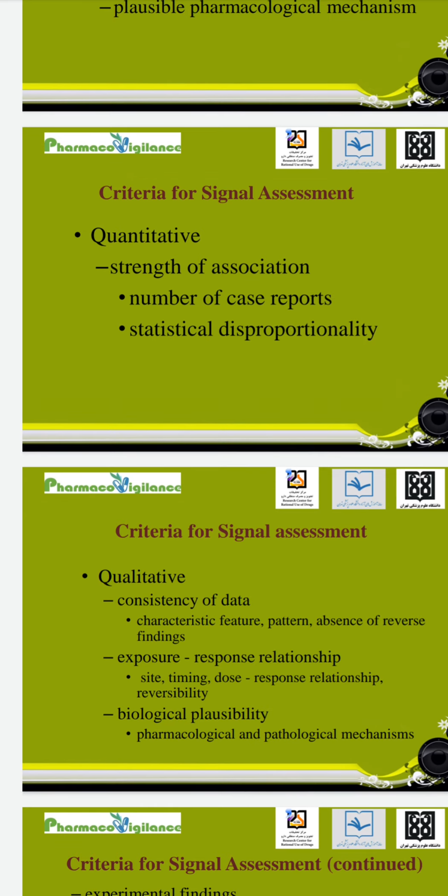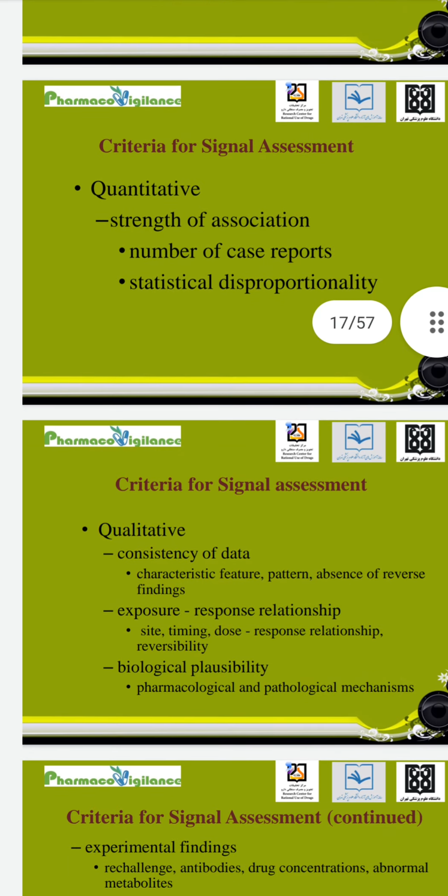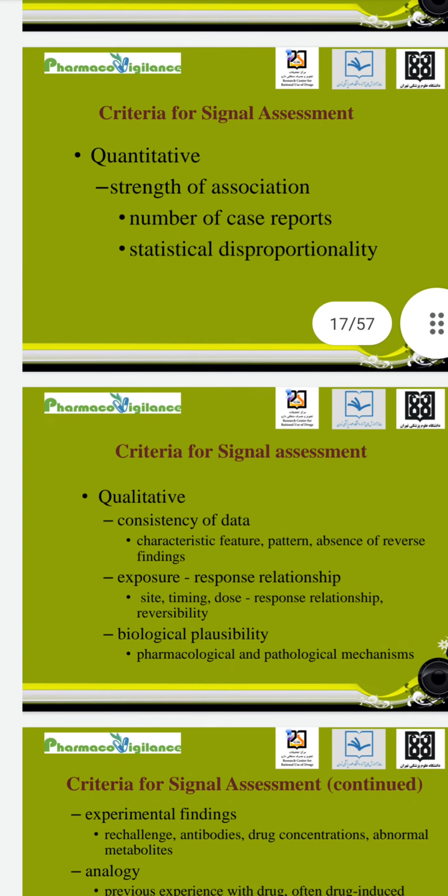For qualitative signal assessment, consistency of data is important. Characteristic feature, pattern, absence of reverse finding. Consistency of data is a qualitative signal assessment. Characteristic feature, pattern, and absence of reverse finding are important. If we have consistency of data, it means characteristic feature, the pattern, and absence of reverse finding.